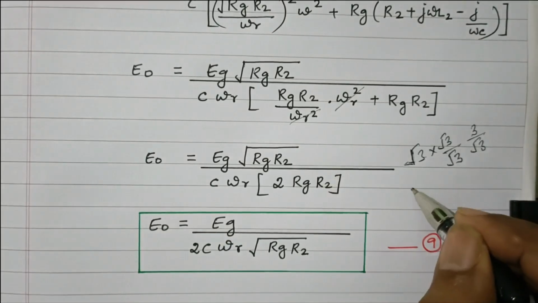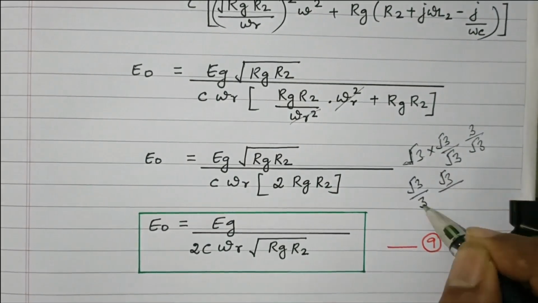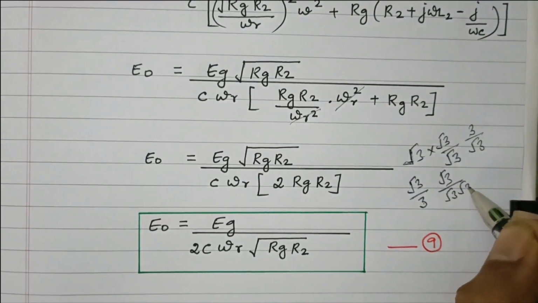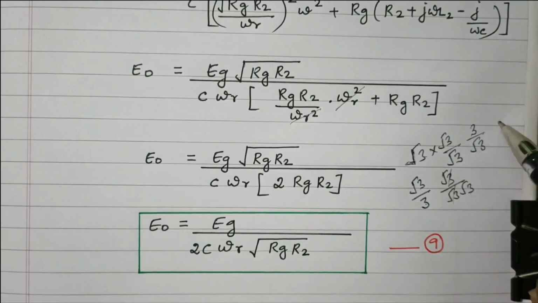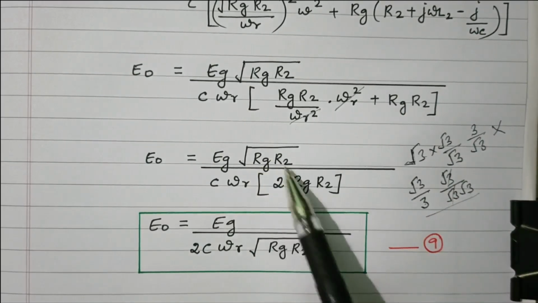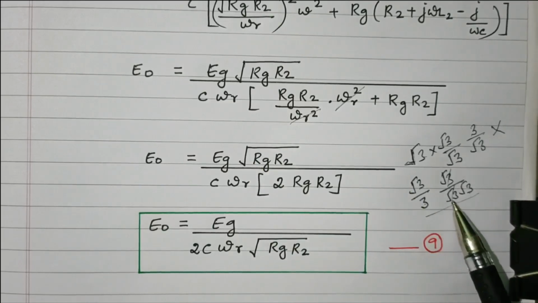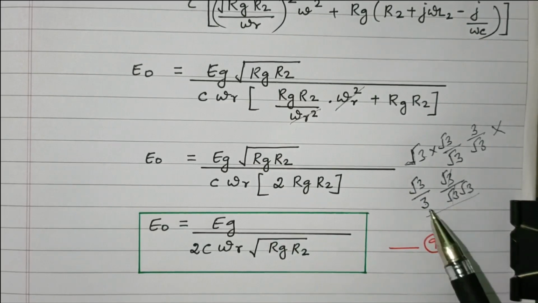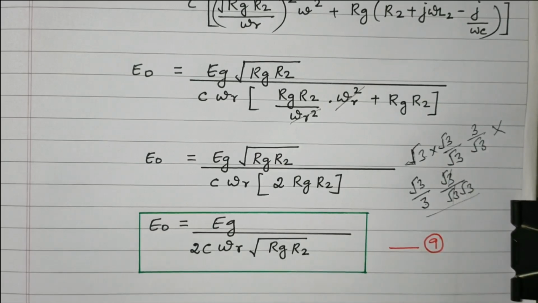So this simplification is based on root 3 divided by 3. This 3 can be written as root 3 into root 3. So this root 3 got cancelled. We have 1 by root 3. Not based on this, this is based on this expression. Root 3 divided by root 3. So square root of Rg R2 is root 3. Rg R2 is 3. Right? This 3 can be written as root 3 into root 3. Root 3 into root 3 is again 3. So this root 3 got cancelled. We have 1 by root 3. Now we'll go for the further simplification.